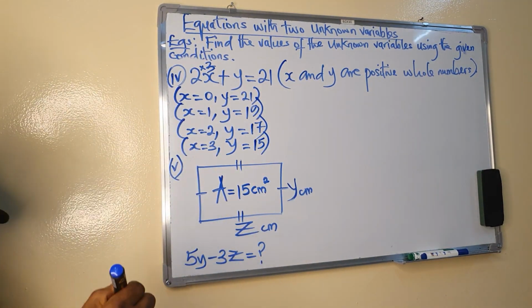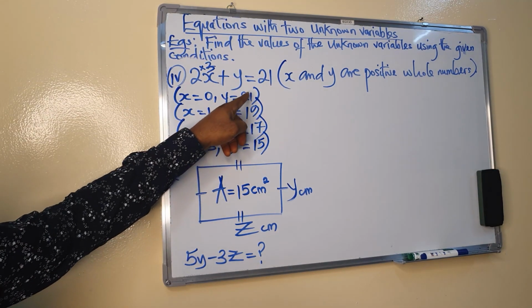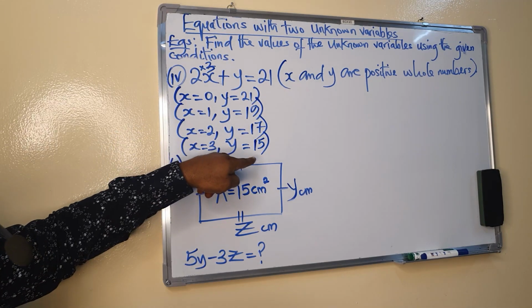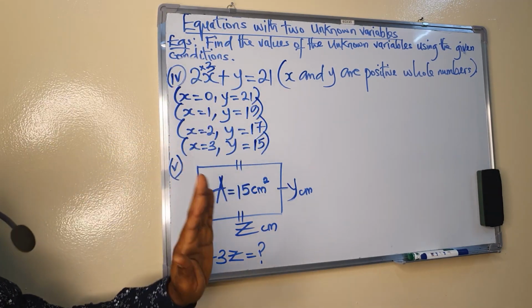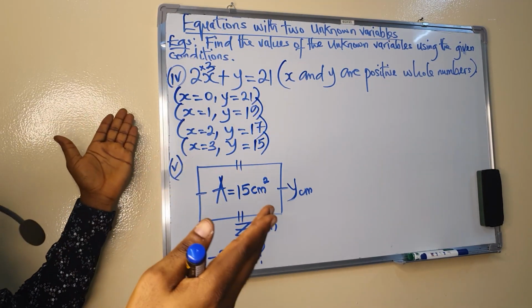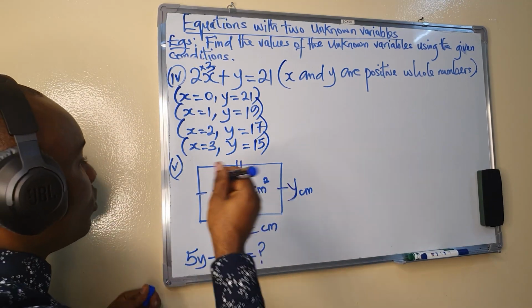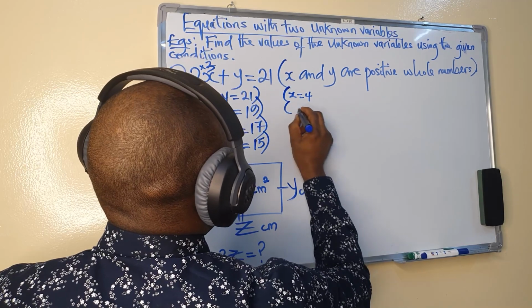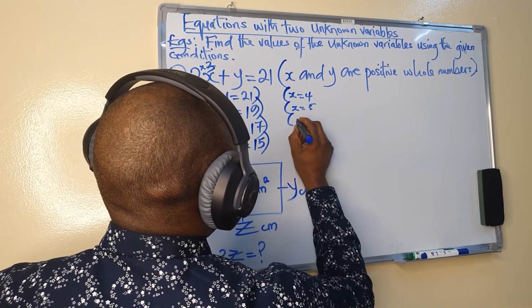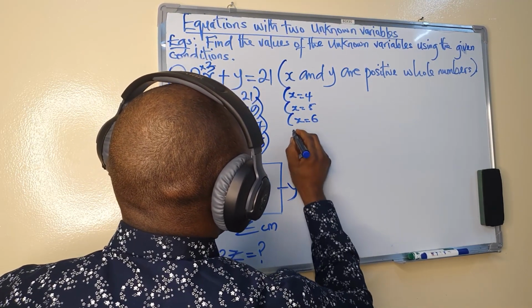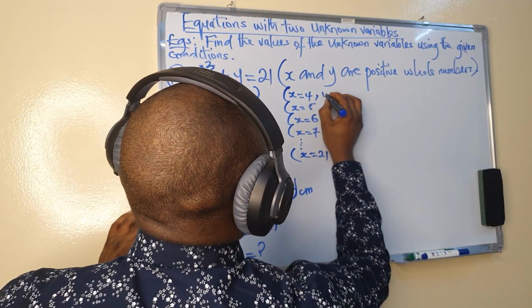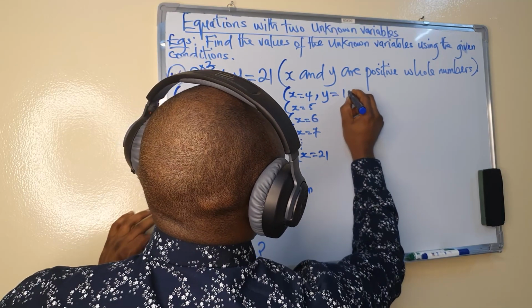Now, do you see something here? Notice a pattern. As x is increasing by 1, y is reducing by 2. So we can easily find all the values of y without solving so many calculations. And easily, I can do it like this. When x grows to 4, y is going to reduce to 13.